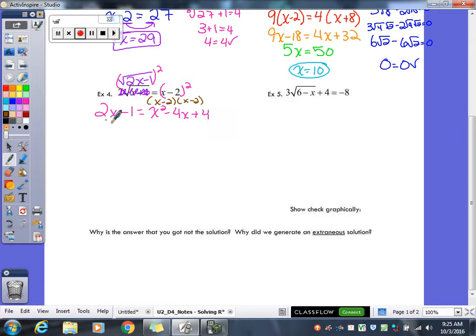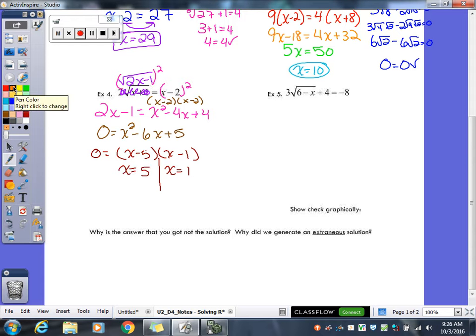So then I'm going to bring everything over from the left side over to the right side so that I'm left with a 0. So that means I subtract my 2x, add my 1, so that's how I get my negative 6x and my plus 5. So then we're going to go ahead and factor: x minus 5, x minus 1. Once you set them both equal to 0, we get a 5 and a 1. So we need to go back and check these.